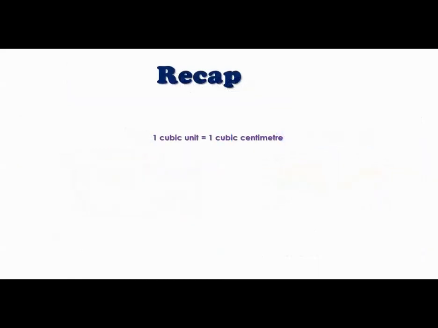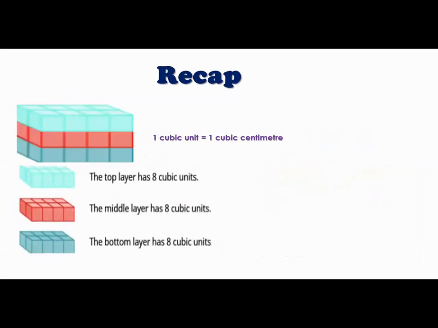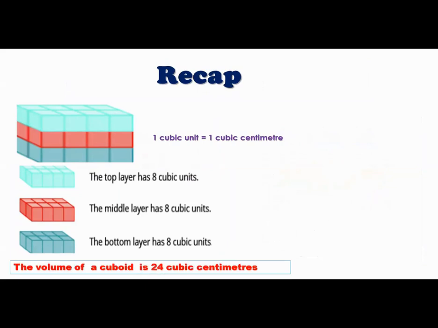In our last session, we also learned how to calculate the volume of 3D figures in cubic centimeters. In this cuboid, the top layer has 8 cubic units. The middle one, which is red in color, has 8 cubic units again. And then the bottom layer, which is in blue color, has 8 cubic units. So 3 times 8 is 24 unit cubes. Therefore, the volume of the figure is 24 cubic centimeters.